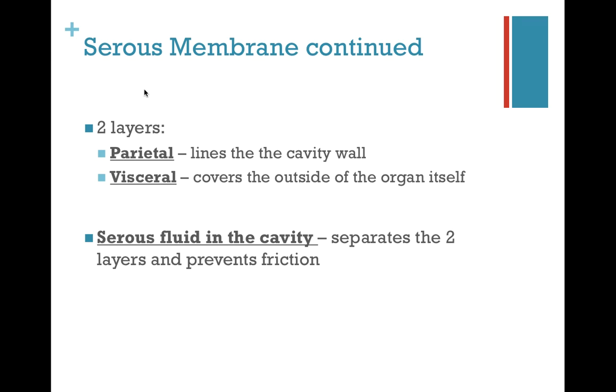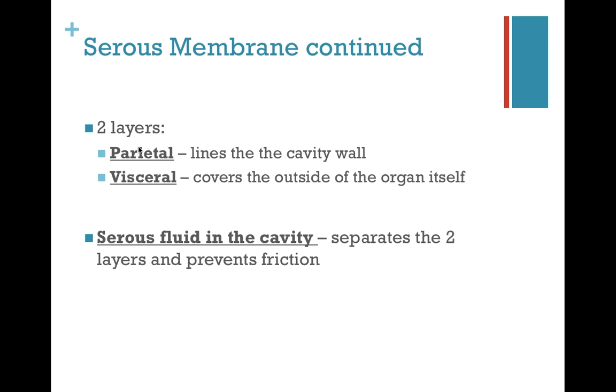Okay. So we have a parietal layer. That's going to be what lines the cavity wall. So the parietal layer is not going to touch the organ. So serous membranes include the membranes around the heart, around our abdominal organs, and around our lungs. These are very fragile organs that need to be protected and cushioned well with this serous fluid. So the visceral layer of the membrane is going to touch the organ. It's going to line it. It's going to come in contact with it.